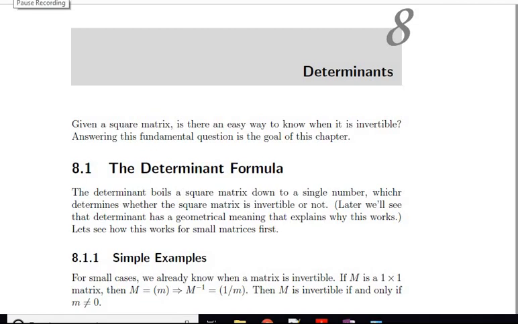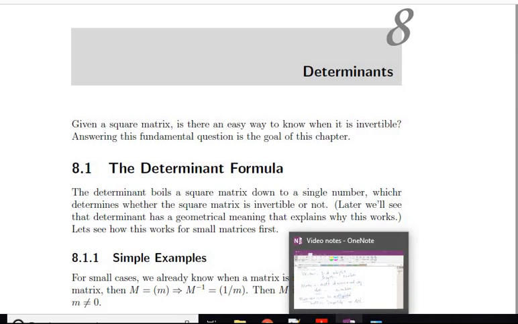Okay, we're going to start talking about determinants. And the introduction here, it poses a question. Given a square matrix, is there an easy way to know when it is invertible? And determinants are useful in answering that question, but that's not all there is to determinants.